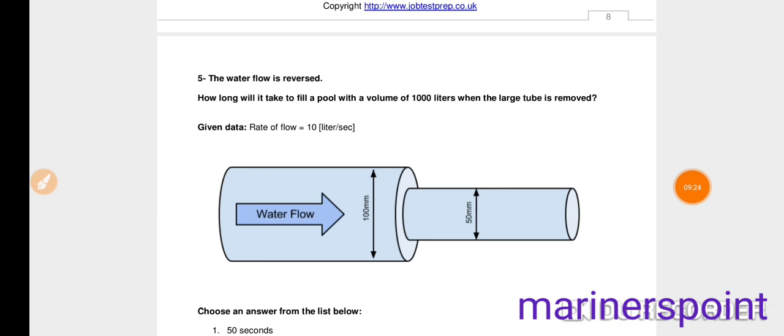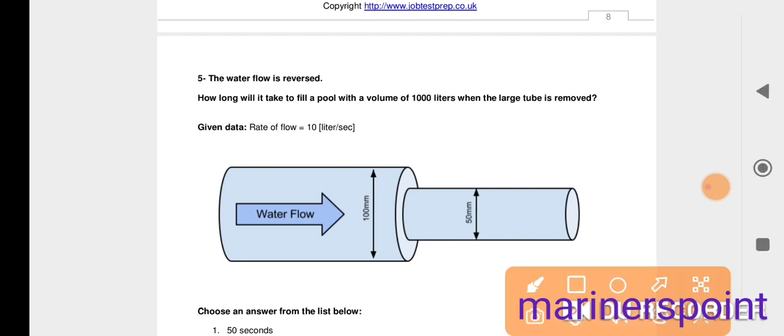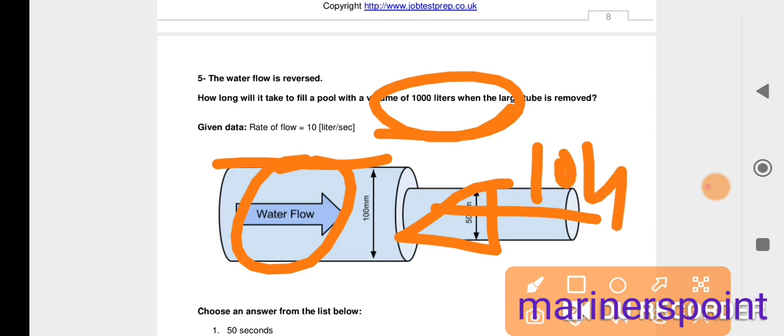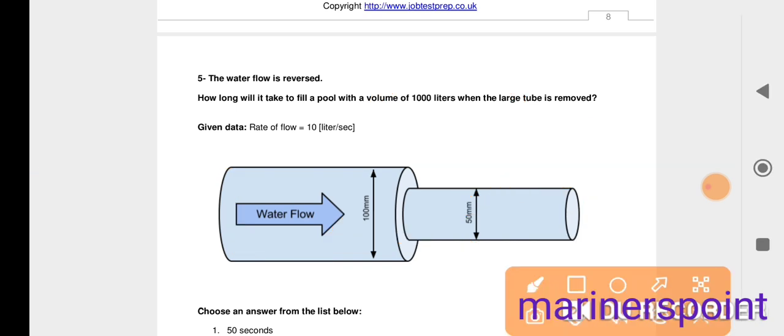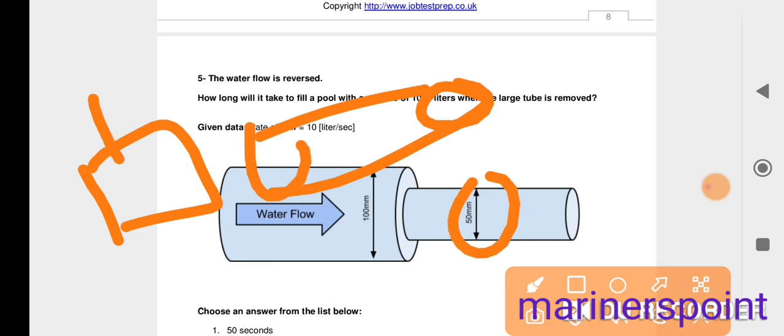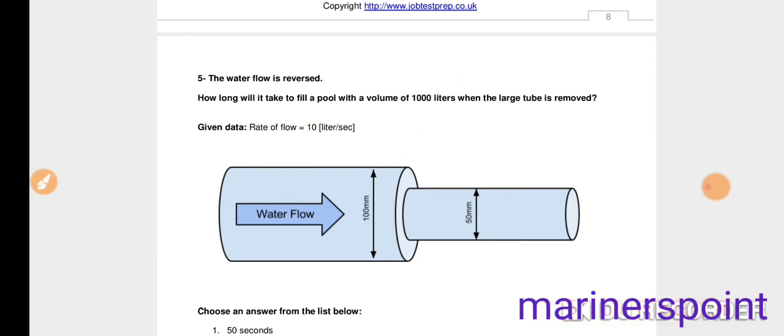In this question it is said that the water flow is reversed and the bigger tube is removed. You have to remove this one, and now you have to fill a container of volume 1000 liters. The flow rate is given as 10 liters per second. Then how long will it take to fill? One container you have to fill through this 50 mm tube. Now the volume is 1000 liters. It is very simple.